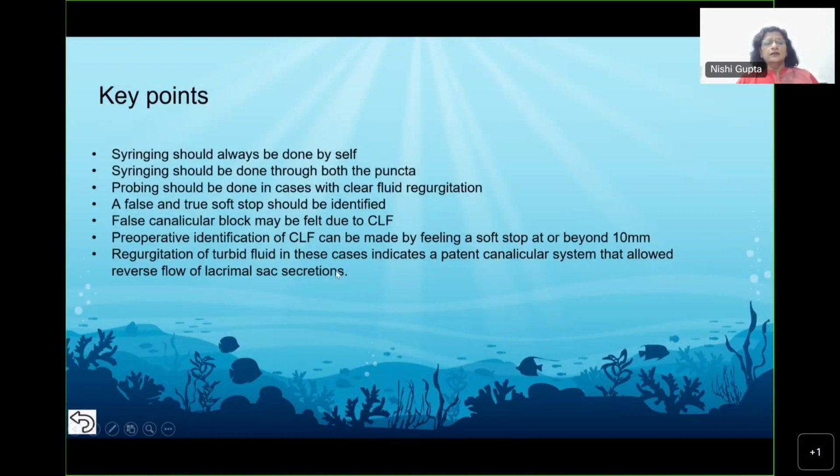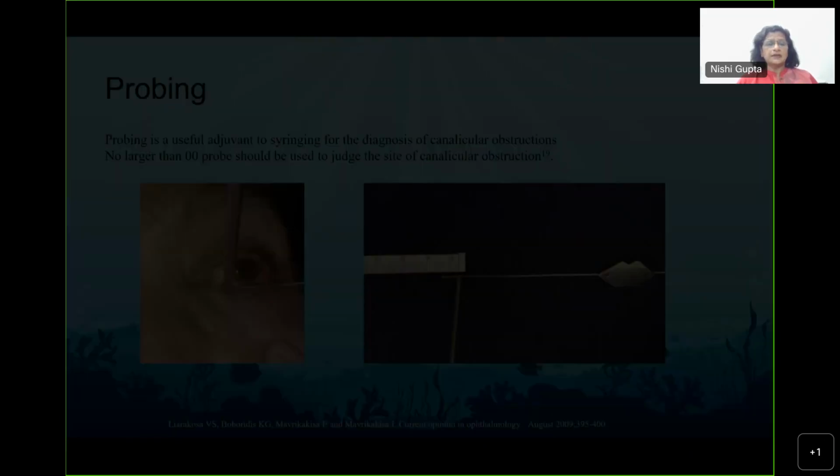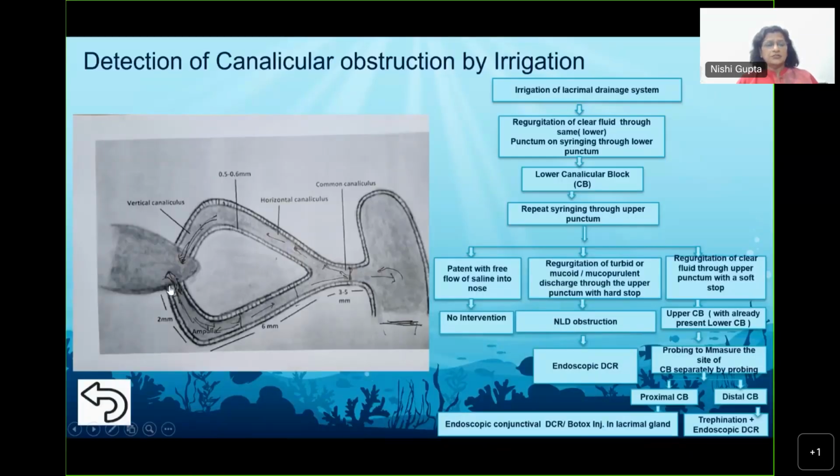But before that, the preoperative identification of CLF can be made by feeling a soft stop at or beyond 10 millimeter. Why I'm saying this, I'll show you with the help of this schematic diagram. See the dimensions of the canaliculi. This is the vertical canaliculus, which is 2 millimeter, and this is the horizontal canaliculus, which is 5 to 6 millimeter, and this is the common canaliculus, which is 3 to 5 millimeter. If we take the lower limit of all the canaliculi, this becomes 3 plus 6 plus 2, so 11 millimeter. If we take it as 5, this becomes almost 10 millimeter.